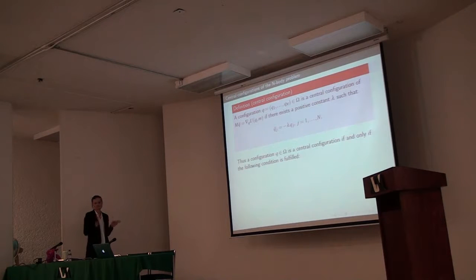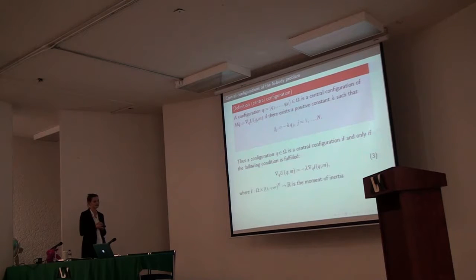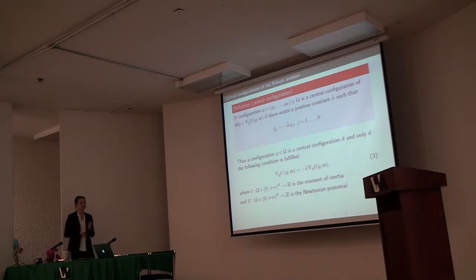Taking all of this into account, so Newton's gravitational laws and the definition of the central configuration, we can say that the configuration of the particles is central if and only if the following equation is satisfied. Here I is the moment of inertia, and U is the Newtonian potential, and because we have gradients, we can think of them as derivatives.